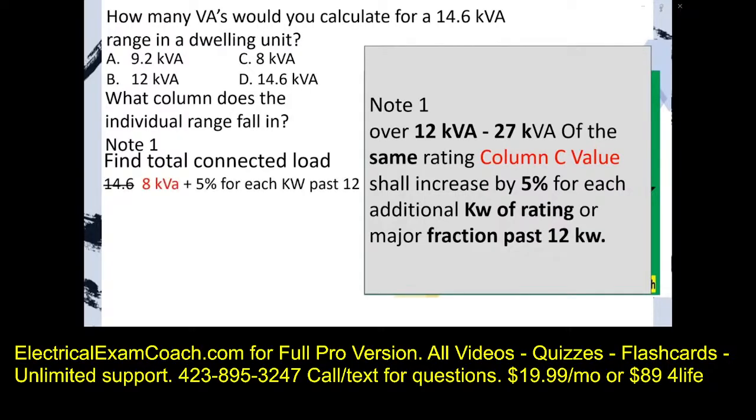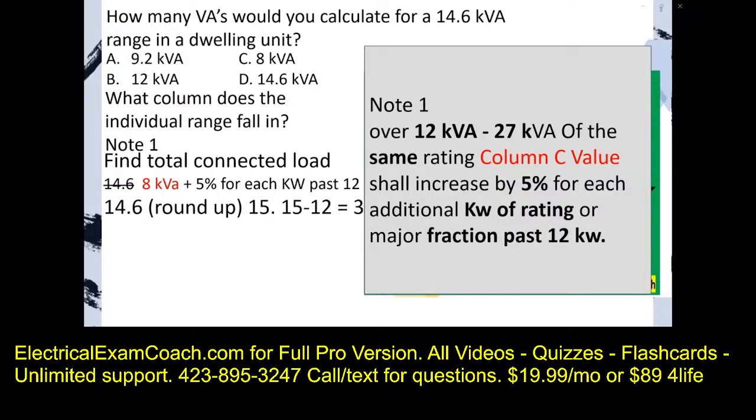So we start on the left-hand side and find our number of ranges, which is 1, and then we cross over and find the column C value, which is 8 kVA. It wants us to increase that number by 5% for each kW we are past 12. Well, we're 14.6 past 12.